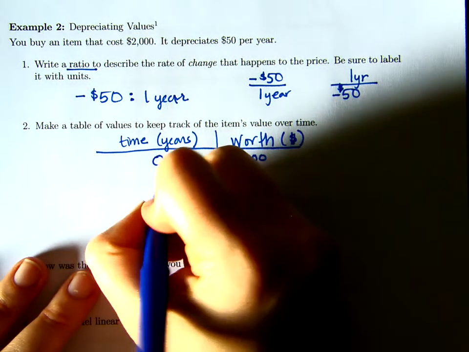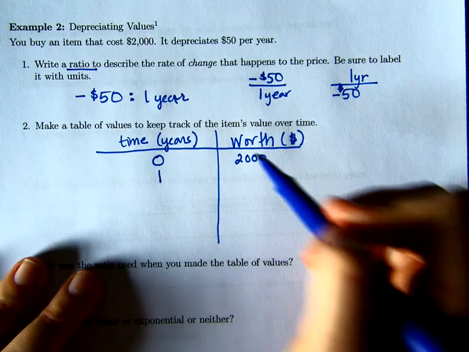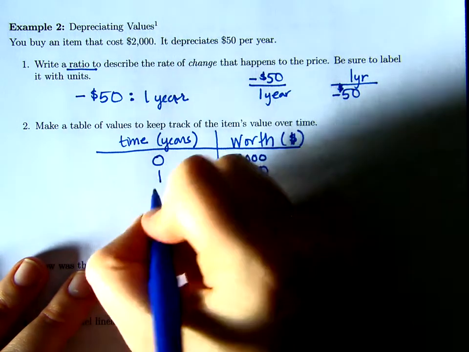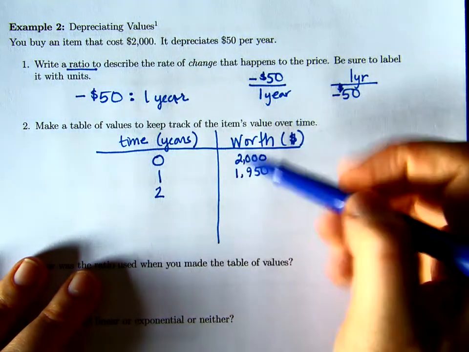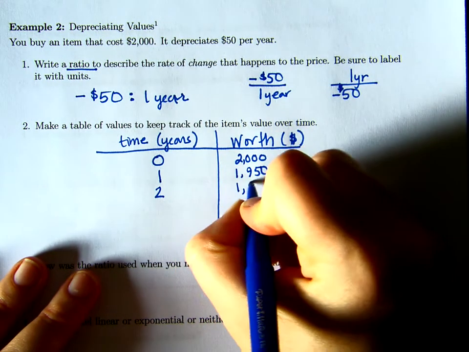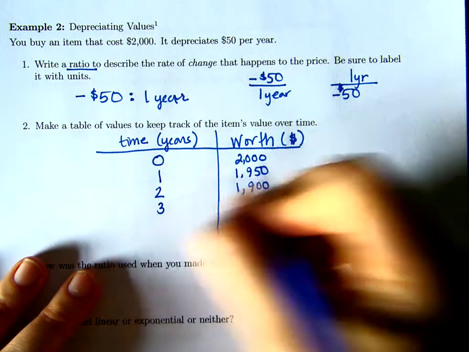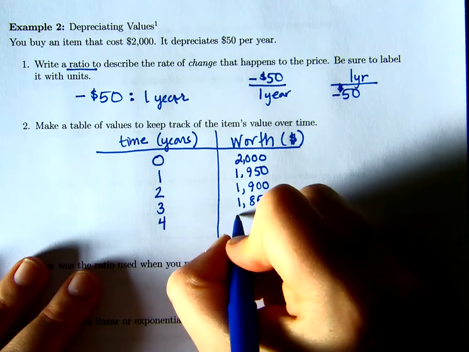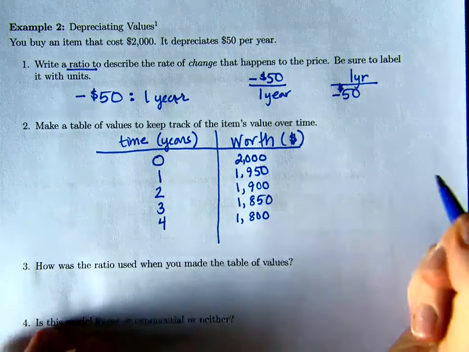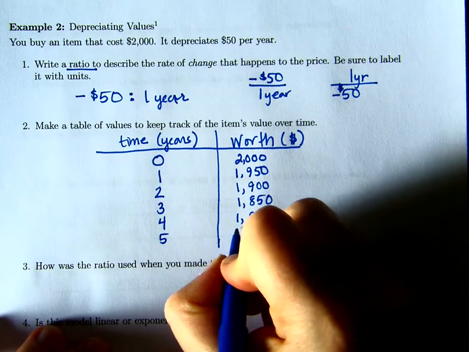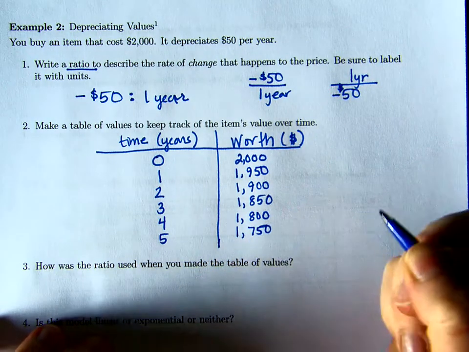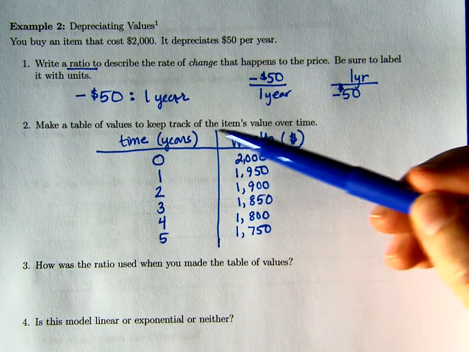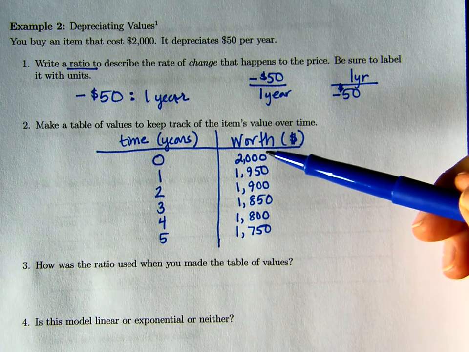After 1 year, it has depreciated by $50, so $1,950. Okay, I'm feeling the pattern. Take away 50. Another year has gone by, and it is only worth $1,900. Another year goes by, $1,850. 4 years go by, $1,800. 5 years go by, and now it's only worth $1,750, etc. So here's our table to keep track of the value, or the worth, of the item over time.